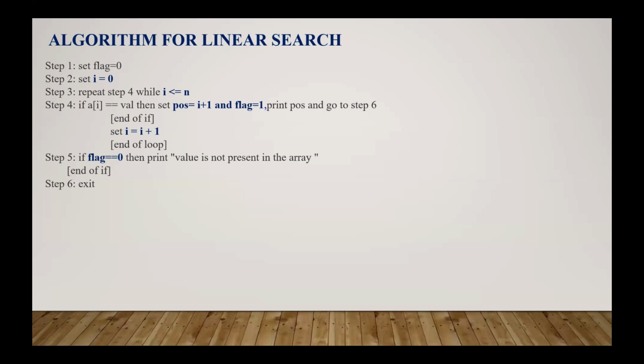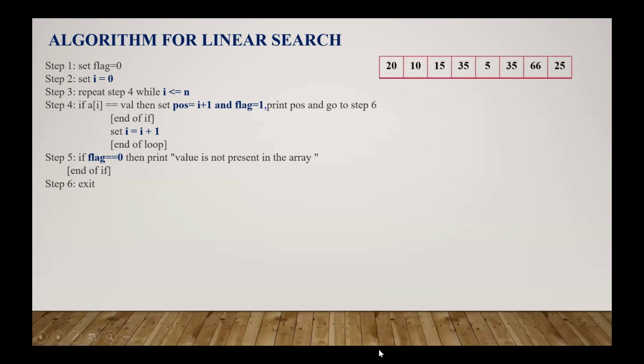So what is step 6? Exit, because we have already got the value, so there is no need to traverse the entire list. Otherwise, i equals i plus 1, meaning in each iteration we traverse one by one. Last, we check whether the flag equals 0 or not. If the flag equals 0, we conclude that the element is not present, since we have reached the end of the list, and then we print that the value is not present inside the array or list of elements. Then we exit.